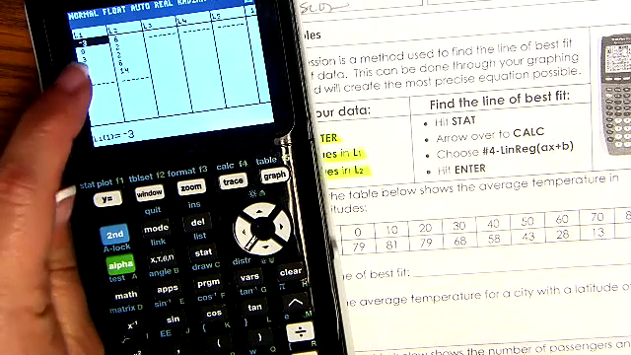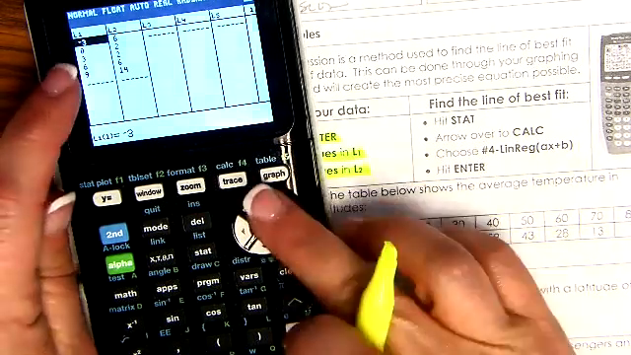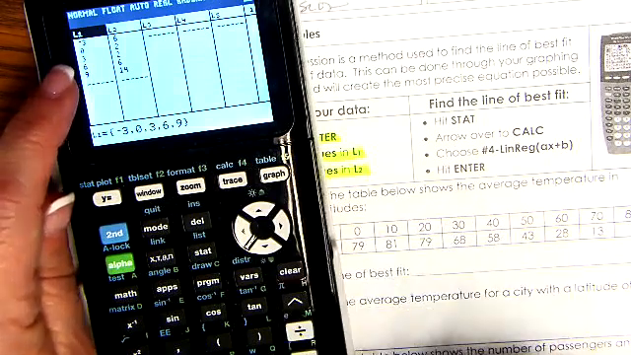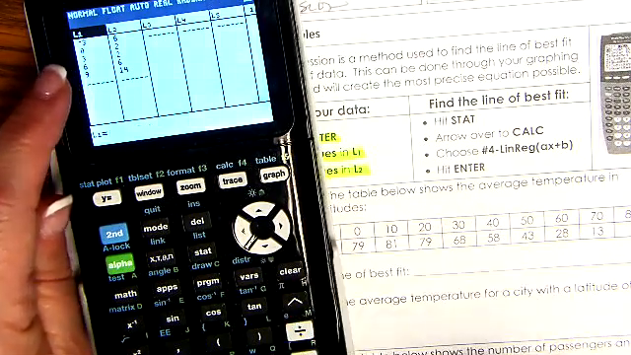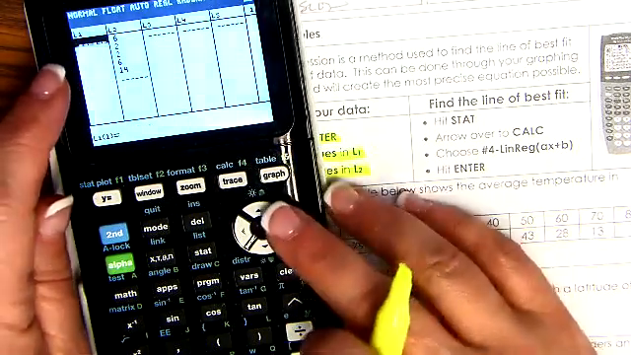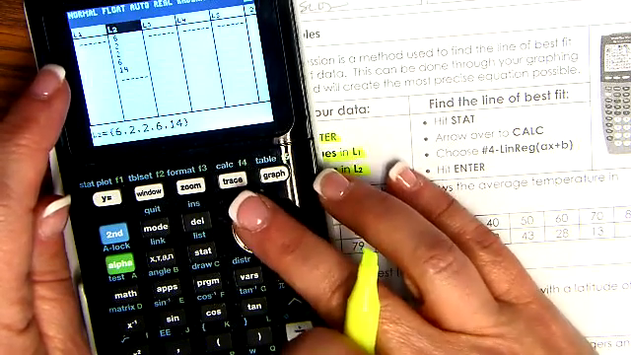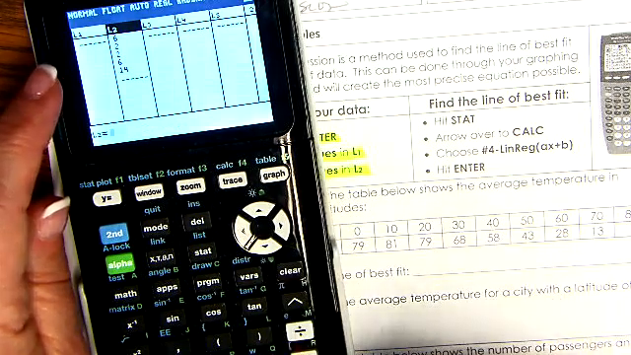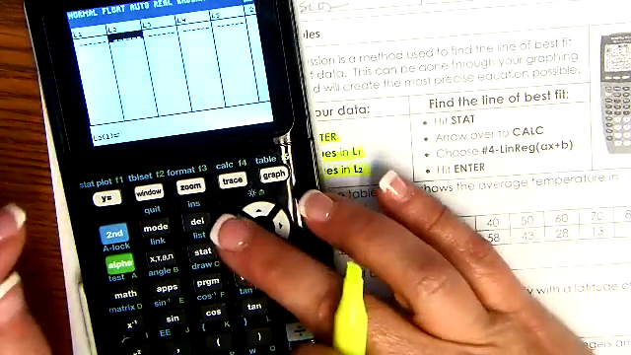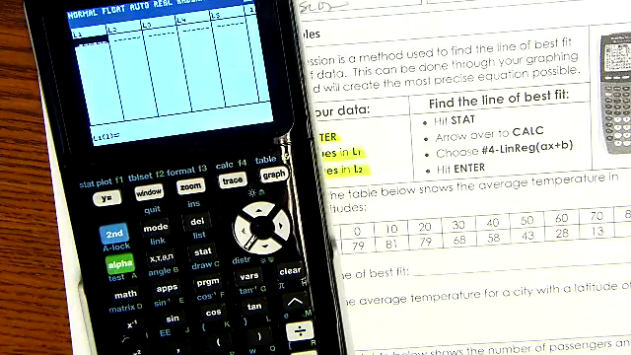I want to clear what's in here right now, so I'm going to arrow up and then I'm going to hit Clear and Enter. I'm going to arrow over to the right, arrow up to the L2, clear, enter. Remember, you can pause and listen to all of these directions again.